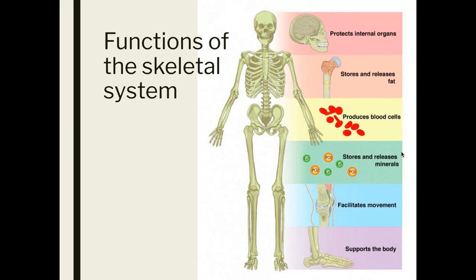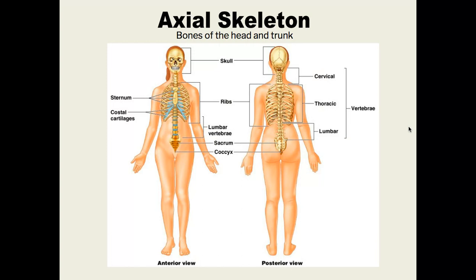The last three here that people don't necessarily think about is that our bones store and release fat on the inside there, which is kind of cool. It's also going to store and release minerals, especially our calcium and our phosphorus, and it helps us produce our red blood cells.